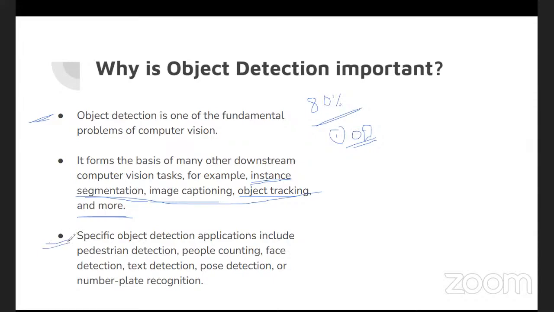And for example, specific object detection applications include pedestrian detection on roads by traffic police, people counting in public areas during the COVID time, and waste detection in different corporate sectors. We have a face detection algorithm which actually detects your face automatically and marks your attendance. So this is one of the most popular use cases of face detection as well. And then text detection, and pose detection, that is, what is the pose of a human or an animal, etc. And second most important, number plate recognition by traffic police.